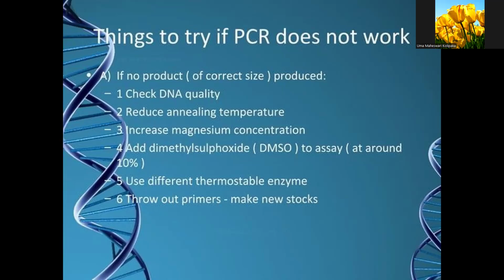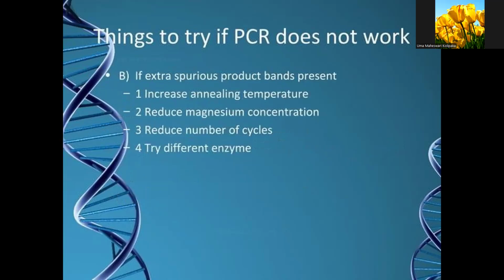If we are feeling that the production of n number of copies is not as per our requirement, in that situation we have to change the primers. Already we have taken some primers, but if we feel that these primers are not working, in that case we have to change the primers. Next, if extra spurious product bands are present, increase annealing temperature, reduce magnesium concentration, reduce the number of cycles, and try a different enzyme. So these are the things we have to try if we feel that PCR is not working.